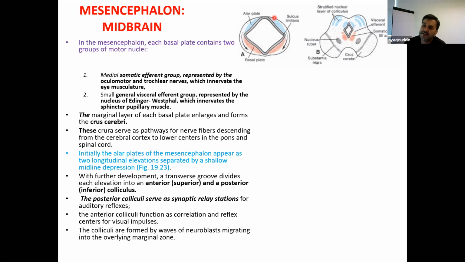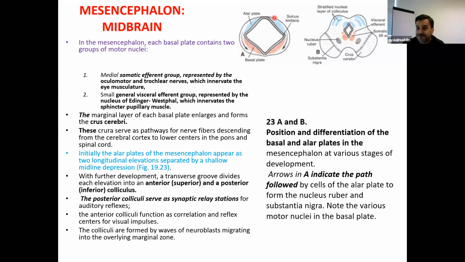So the alar plates in the mesencephalon are going to divide into two superior elevations and two inferior elevations. The two superior elevations are the superior colliculi related to the visual reflexes, and the two inferior elevations are the inferior colliculi, which are important in terms of the auditory relay stations.